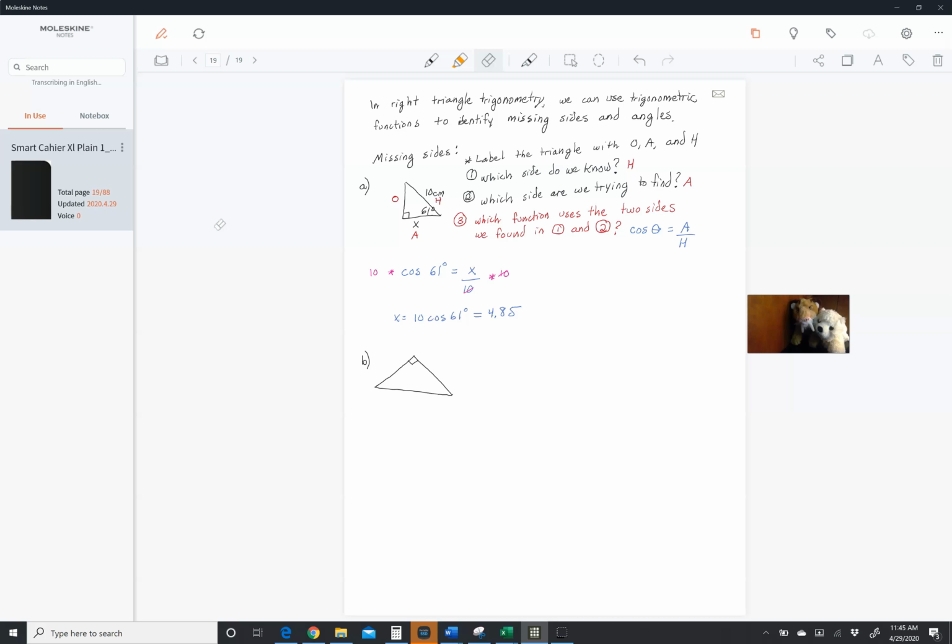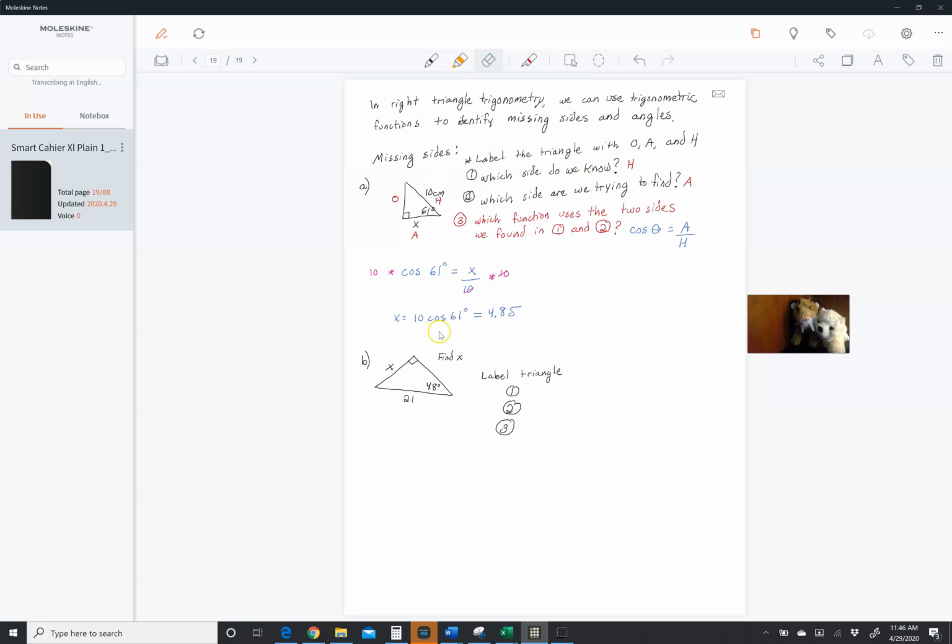So this time you're given that this is 48 degrees. This is 21. And this is X. Okay, so you want to find X. So you're going to label first, and then you're going to answer each of your questions. So let's label this triangle.